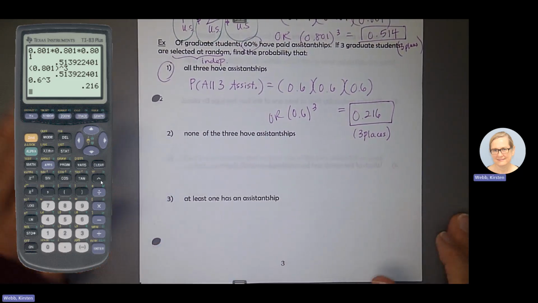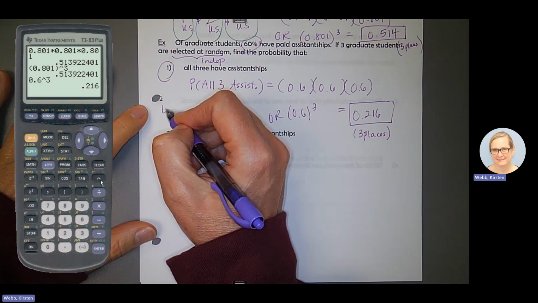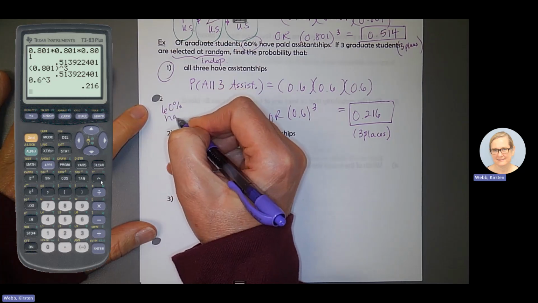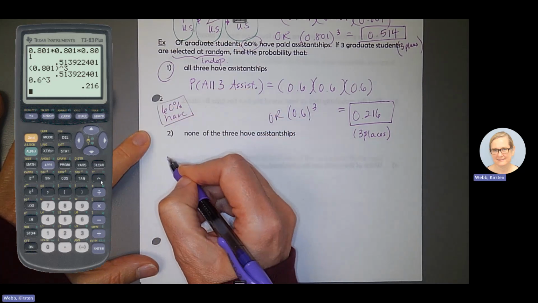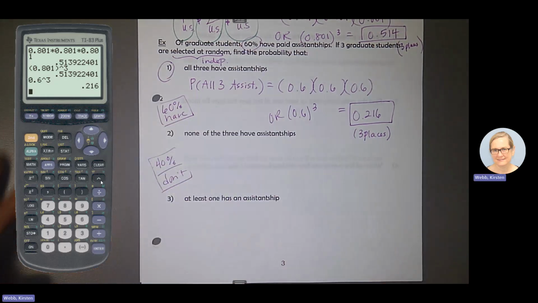To answer parts 2 and 3, we need to remember a little bit about complements from last time. You might remember the complement was like the rest of the subset or the opposite. So in this case, we could say, okay, if 60% of these students have assistantships, then what percent don't? 40. Yeah, what are we doing? We're just saying 60 out of 100 leaves 40. Yep, 100 minus 60. And that would help us find a probability we need for question 2.